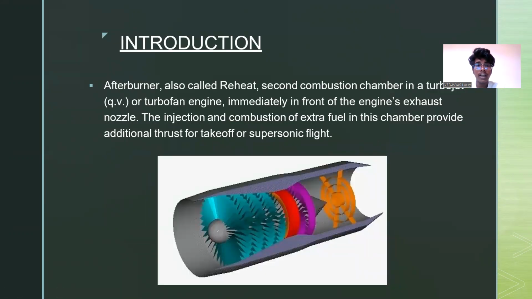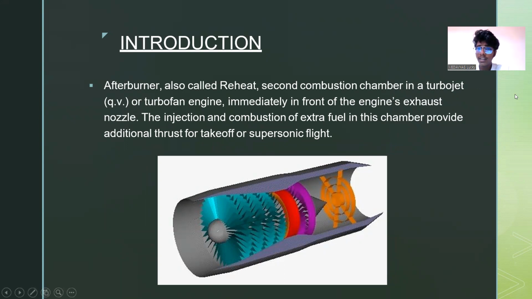An afterburner is also called reheat. It is a second combustion chamber of a turbojet or turbofan engine, immediately in front of the engine's exhaust nozzle. The injection and combustion of extra fuel in the chamber provides additional thrust for takeoff or supersonic flight. As you can see, this is a turbojet engine with intake, compressor, combustion chamber, turbine, and nozzle with an afterburner.